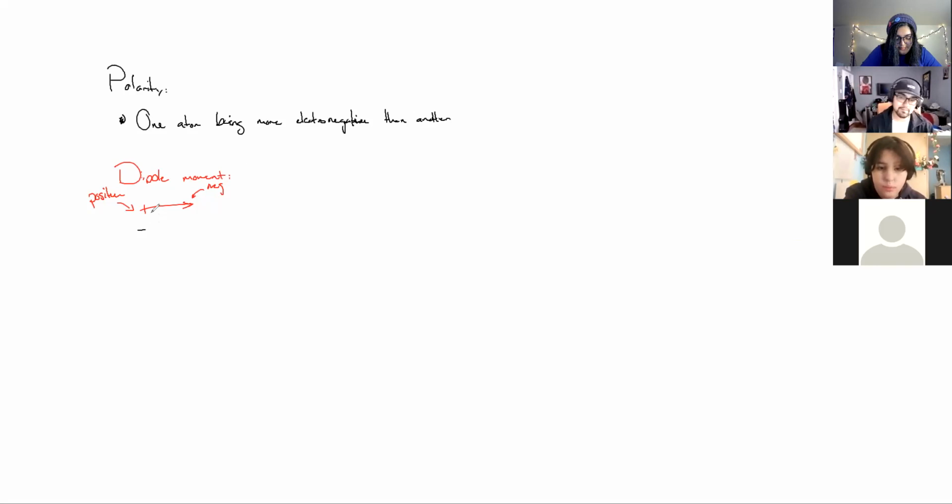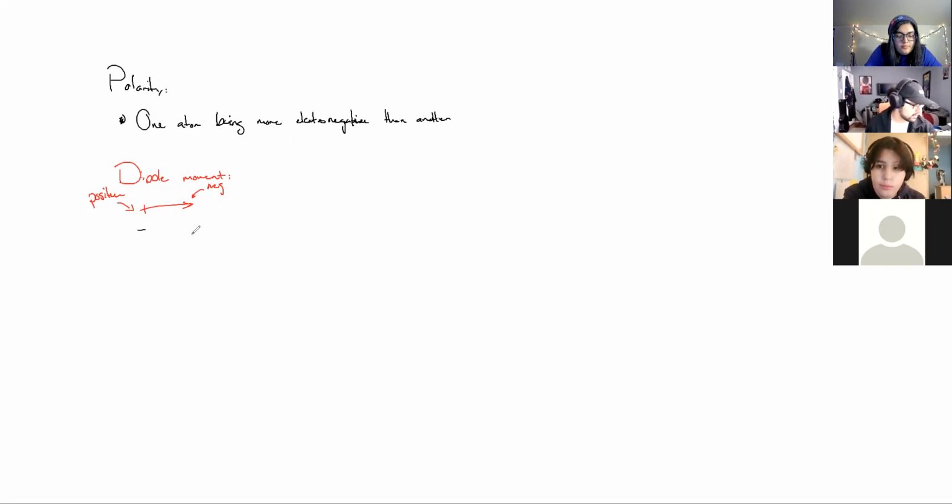I do not know. So a dipole moment does help us distinguish which atom is more electronegative. But what does it also show us about the electrons? It tells us if the molecule is polar or non-polar, actually. So I'm going to go ahead and write it.